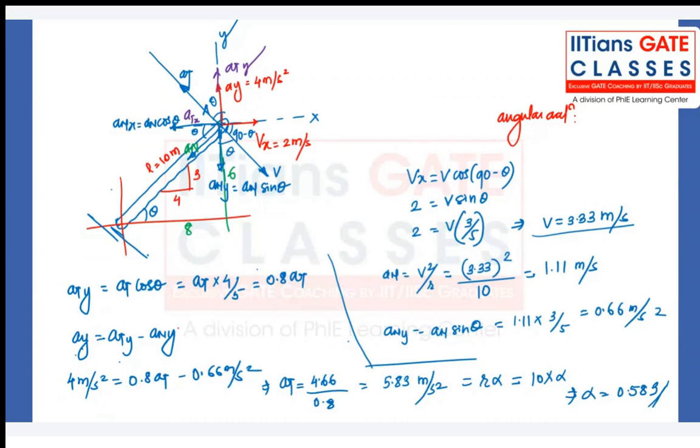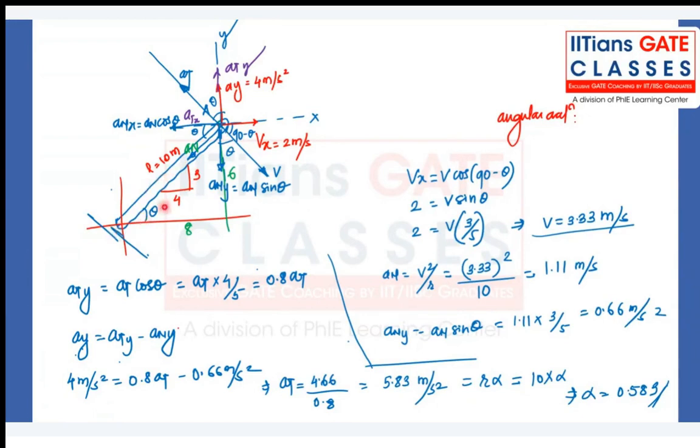Okay, Srijana, I will repeat once again, no problem. Okay, listen carefully. So what they have given is two things. One is Vx, that is horizontal component of the velocity, which is 2 meters per second, and vertical component of the acceleration is 4 meters per second square, okay? So these are the two things which are given to us. And they have also given the length of the rod, and the slope at which the rod is kept with respect to the horizontal.